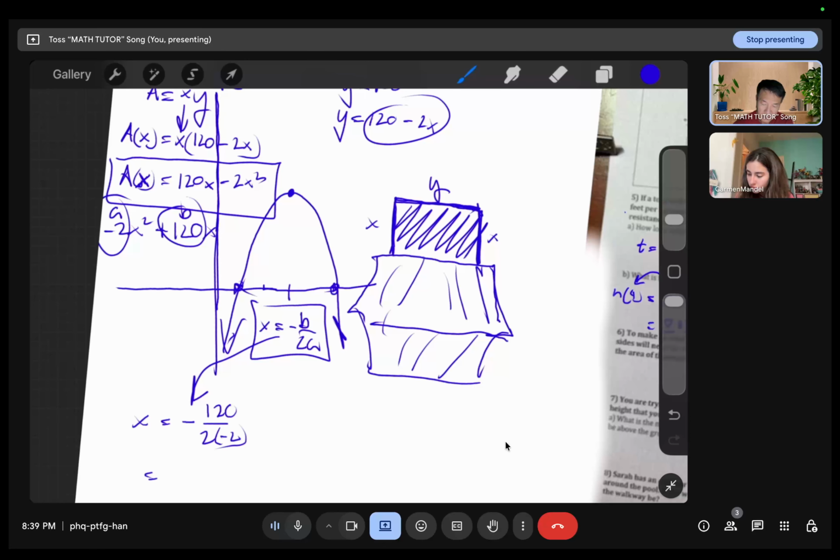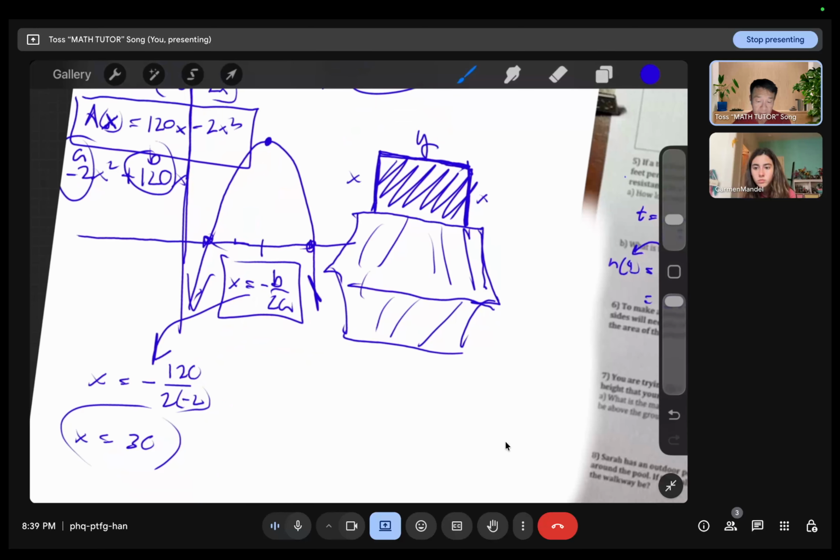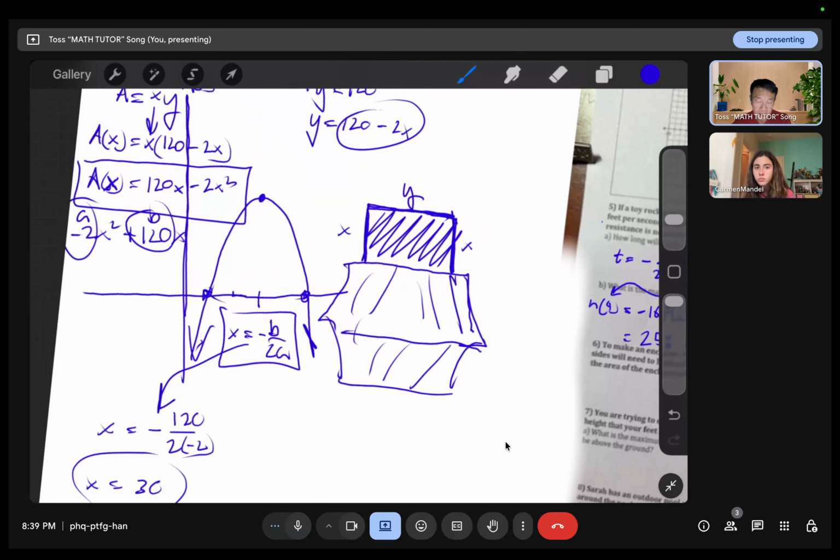So the answer is going to be positive, 4 in the denominator. 4 can go into 12 three times, so it's 30. So the x, we got one dimension right now. But how do you know that's the answer? That's one of the answers. How do you know that that's done?